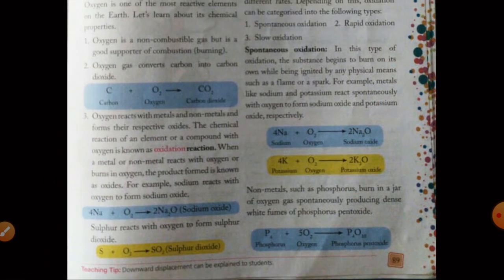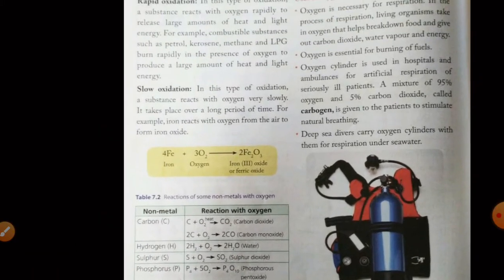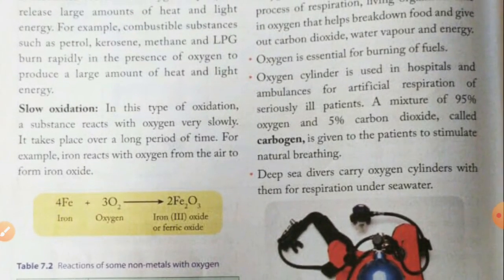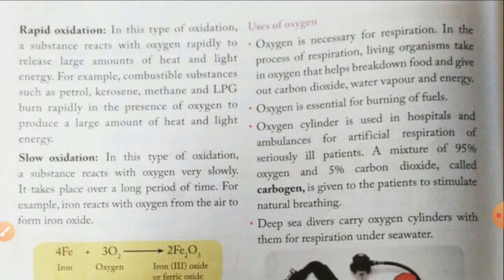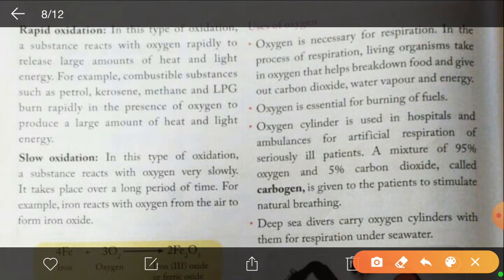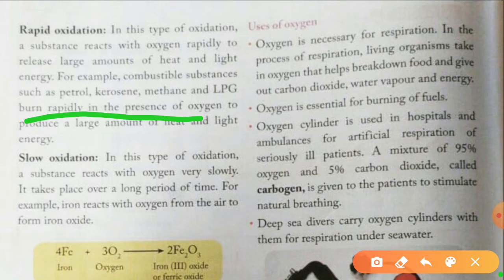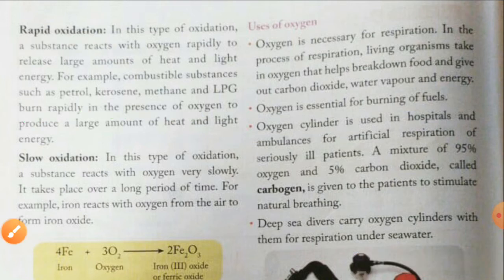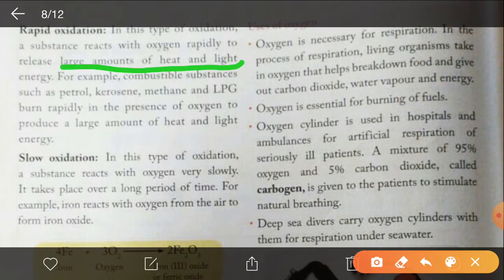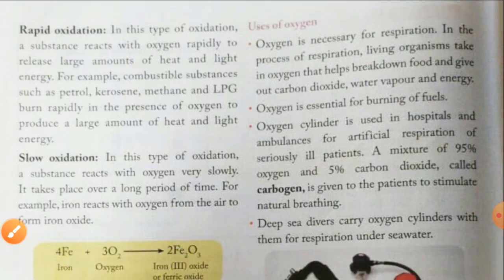Now next we will see rapid oxidation. So what is rapid oxidation? In this type of oxidation, the substance reacts with oxygen rapidly to release a large amount of heat and light energy. For example, the combustion of petrol, kerosene, methane, and LPG all show rapid oxidation, because when they burn, they produce a large amount of heat and light.